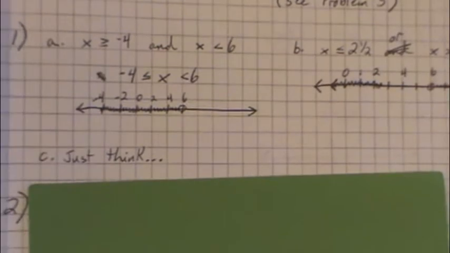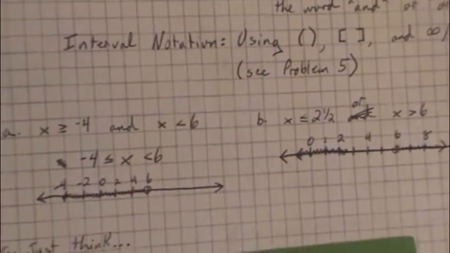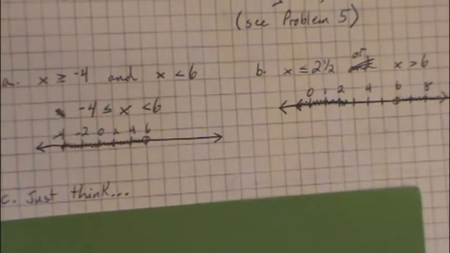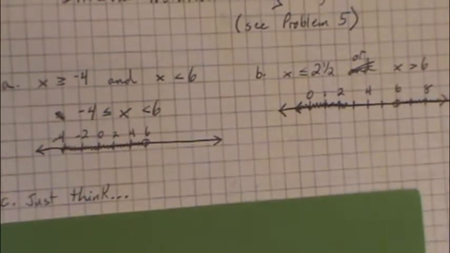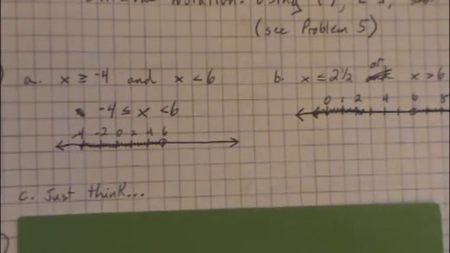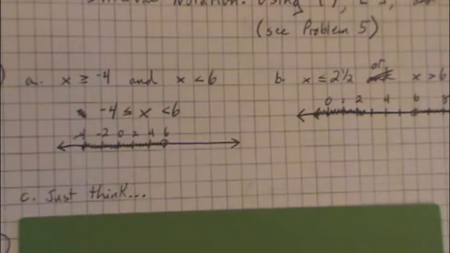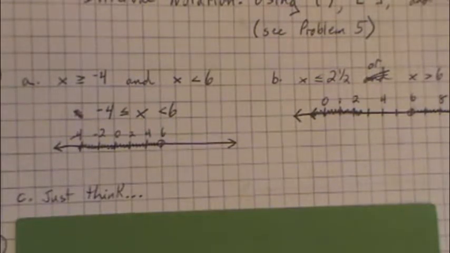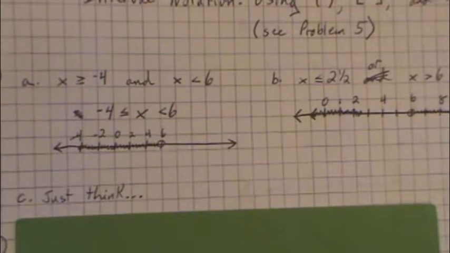So for letter C, I said just think about it. The question was, what's the difference between X is between -5 and 7 and X is between -5 and 7 inclusive? Well, that's a question of, do you know what the word inclusive means? The word inclusive means including. So the difference would be one includes -5 and 7 and the other one doesn't. And again, it's just that simple.